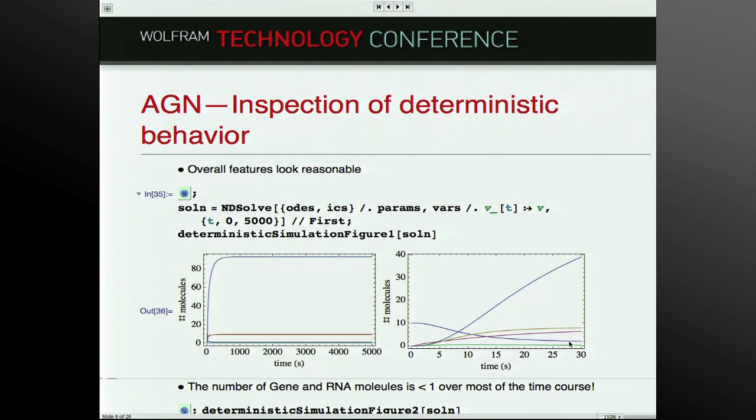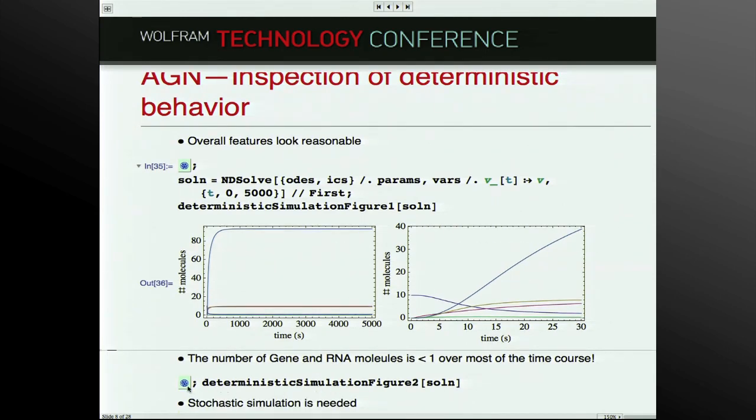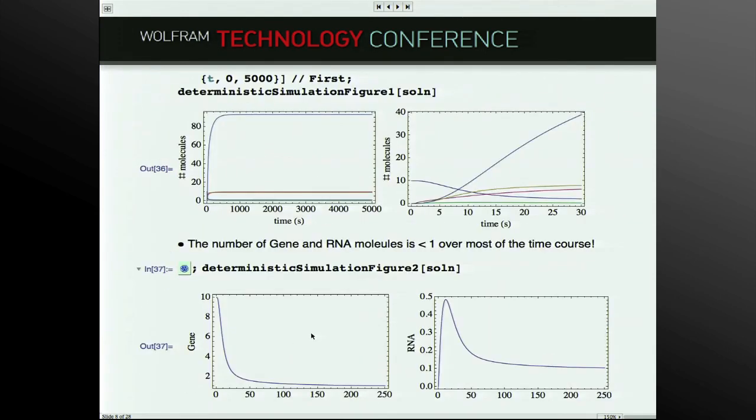And that biologically doesn't make a lot of sense. How can you have less than 1 molecule? And this is an artifact of the type of solution here. So this is another reason why we want to do a stochastic solution. Okay. So if we look at the details, here's how the gene comes down to less than 1 gene on average, and the RNA is also way less than 1 RNA molecule.